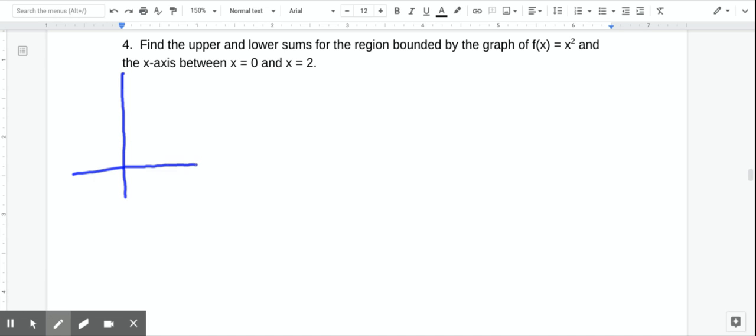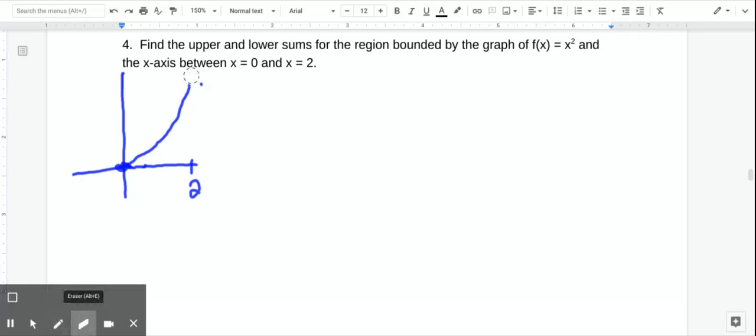Okay, so we know that this is a parabola, okay? And we're only going from 0 to 2. So it looks something like that. Let's try that again. Okay, just pretend that's the parabola. And we want to find the area under that parabola, okay? So that's the area we're looking for. I could shade it, but I'm not going to because it's going to make things messy.